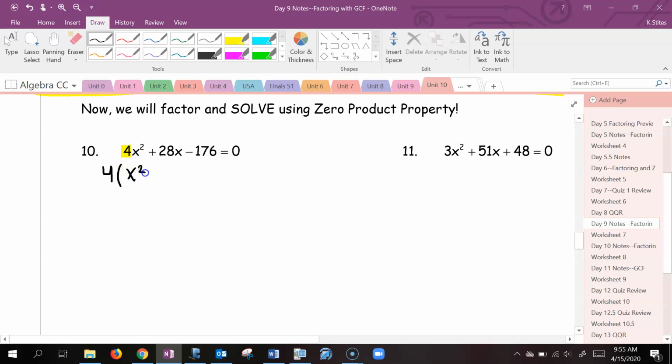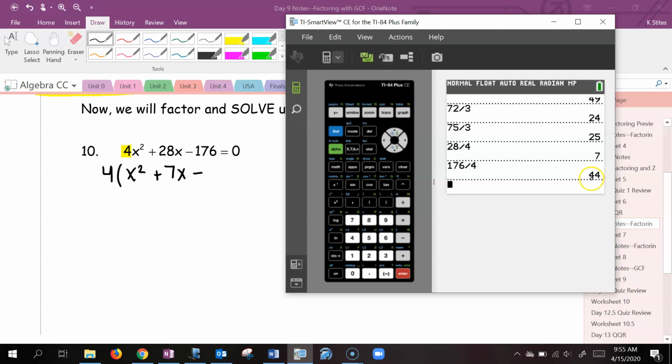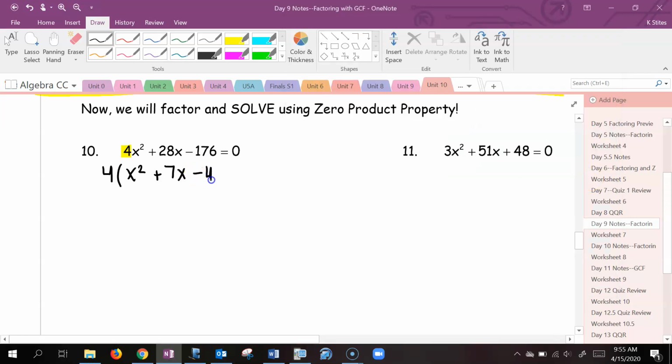So 4 times x squared is 4x squared. 4 times 7x is 28x. And 4 times, I just divided this, it was a 44. Make sure you have your minus since it's a minus 176. And then don't forget to bring down your equal 0. Okay, so that's your step 1.